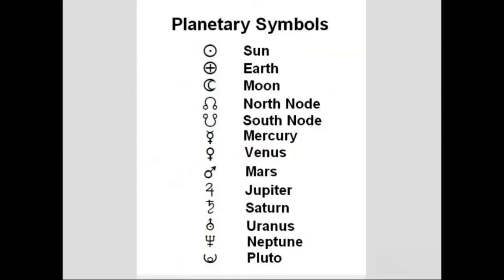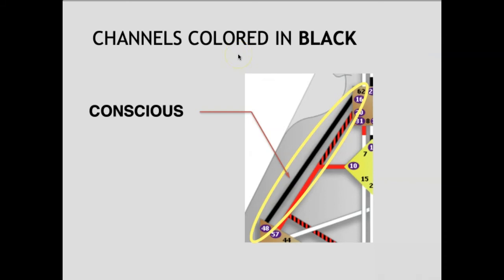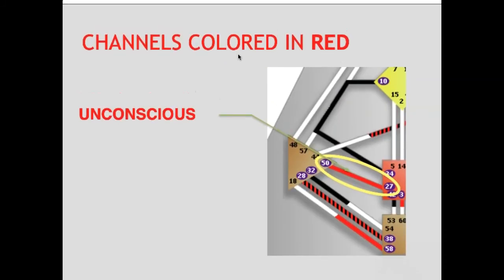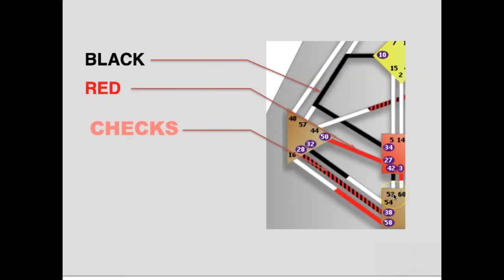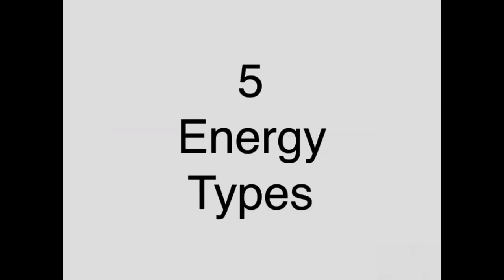Then tying this into astrology and the zodiac, these are the planetary symbols, and then you can see how those personality aspects of yourself are influenced by the planetary alignments, depending on when you were born. Again, this is a very good illustration of the conscious, the unconscious channels, the checkered ones, which are a mixture of both. So next we're going to dive into the 5 energy types that we briefly touched on.